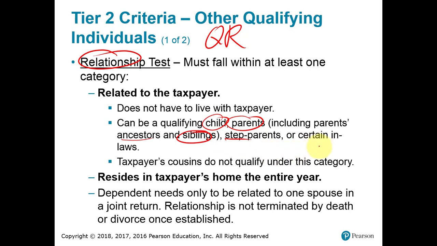Okay, steps, in-laws also count. Here it says cousins do not count. You know your auntie and uncle? They're over here, okay? But their children, your cousins, don't meet the relationship test. Your brother, your sister are over here under child. Yeah? Your grandchild over here. Now your parent and grandparent, auntie and uncle.